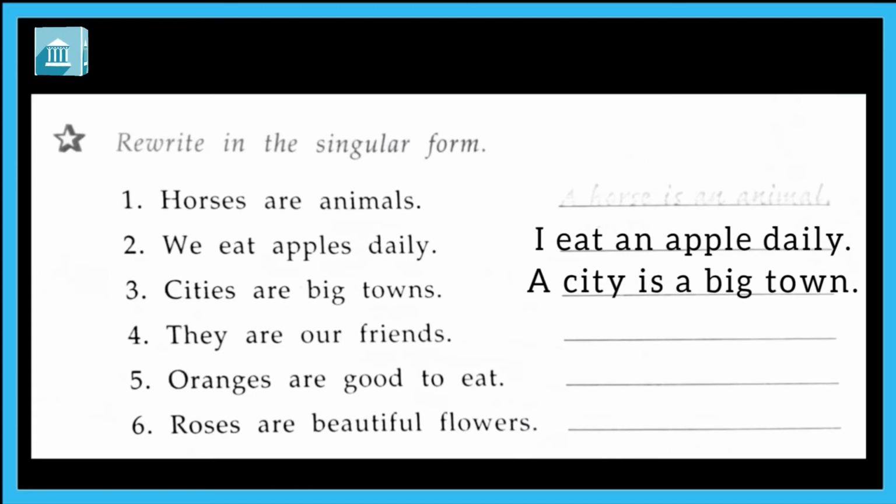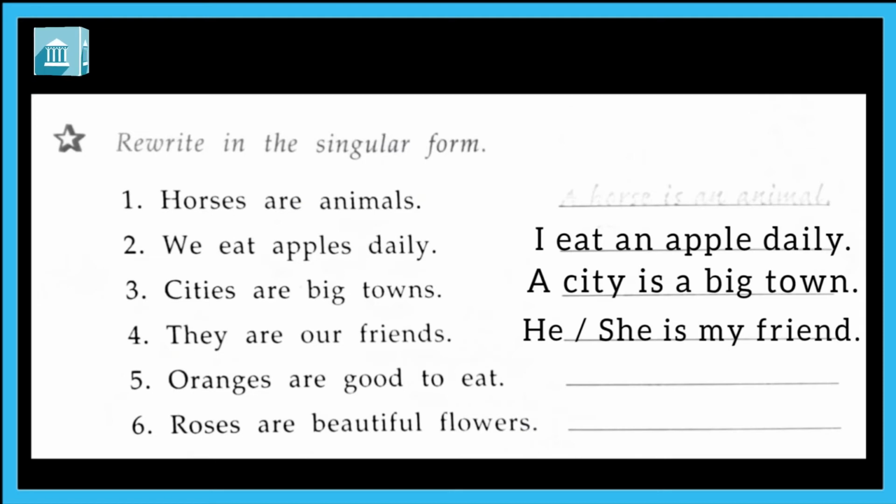Okay. Fourth one, they are our friends. Now see, in the friend circle we are not sure whether there can be a boy also and a girl also. So we will write this sentence in this way: he or she is my friend. They can be converted into he also and she also. Are is converted into is, our is converted into my, and friend. He or she is my friend.